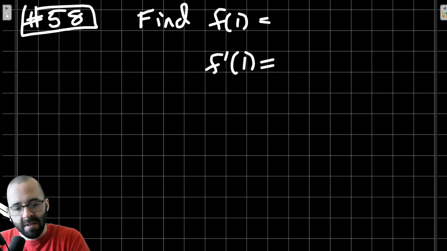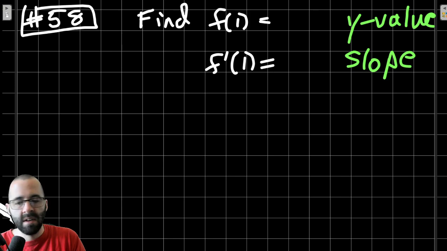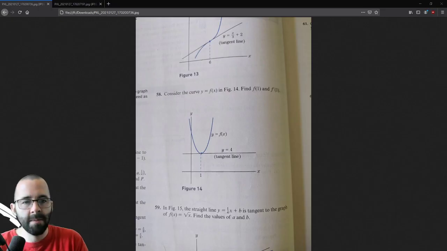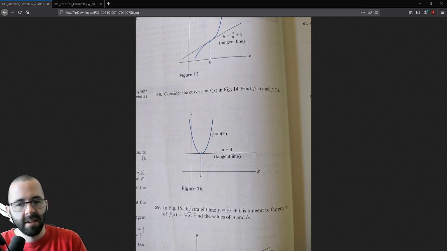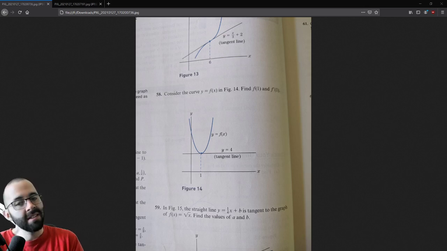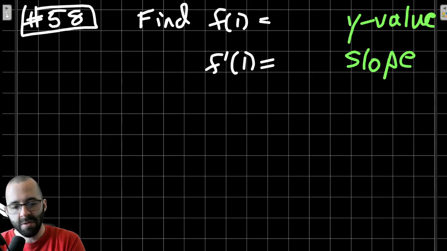And again, f of 1, that's the y value. And f prime of 1, that's the slope. So let's look at this parabola. What is the y value when x is 1? Well, it doesn't say because we don't know actually the function. But it does tell you that the tangent line is y is equal to 4. So we know the y value at that point is just 4. Okay? So the y value here is just 4. F of 1 is equal to 4.